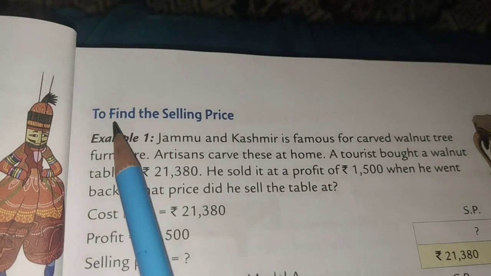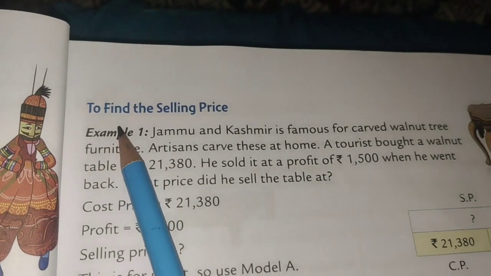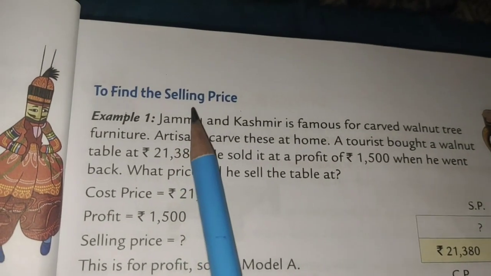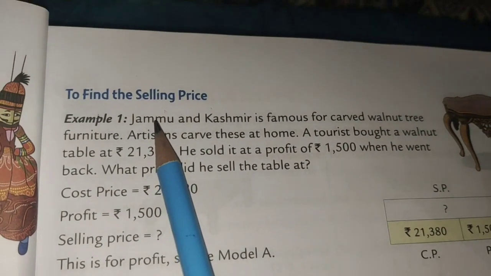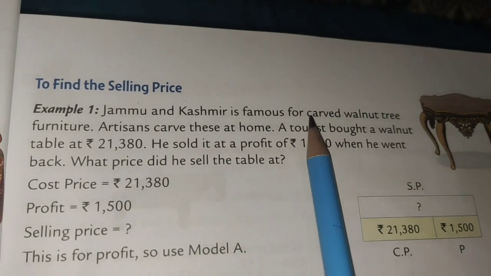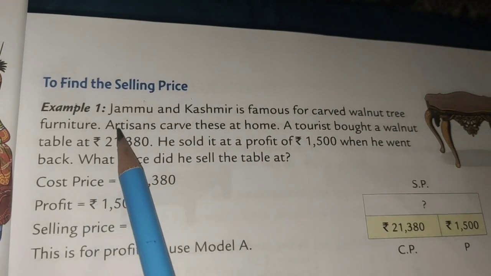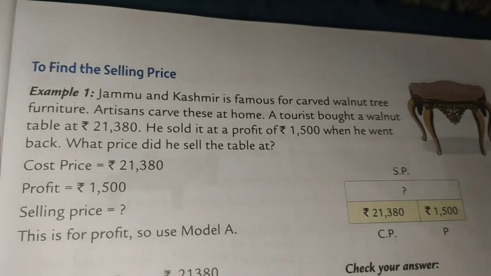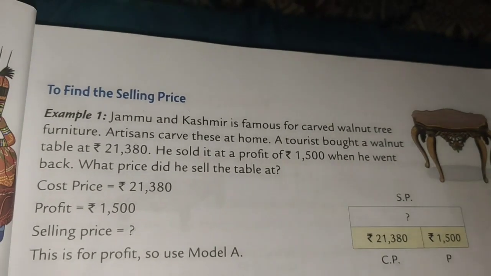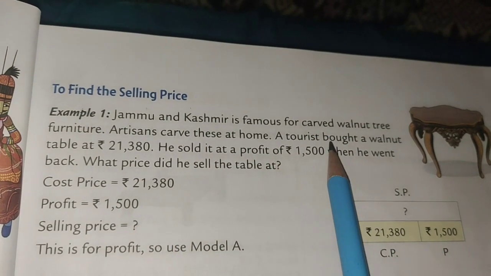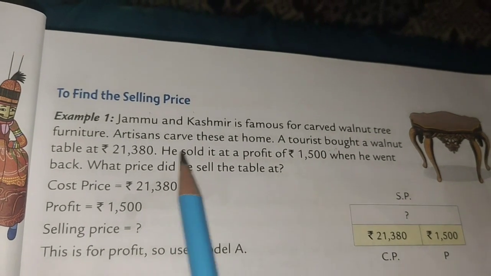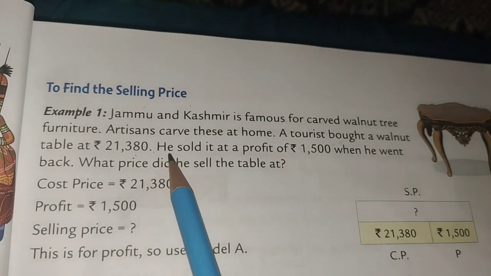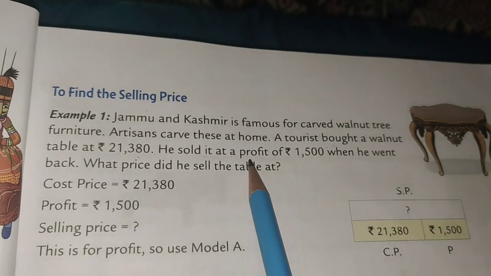Now we will find the selling price. Here also two examples are given. Jammu and Kashmir is famous for carved walnut tree furniture. Artisans carve this at home. A tourist bought a walnut table at rupees 21,380. Bought means buying, it is a cost price. He sold it at a profit.